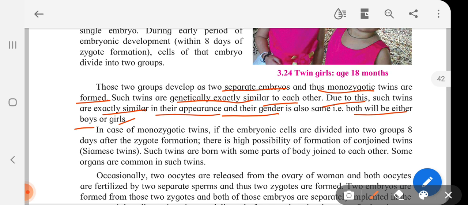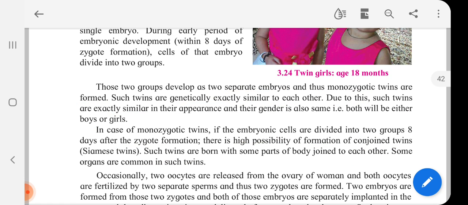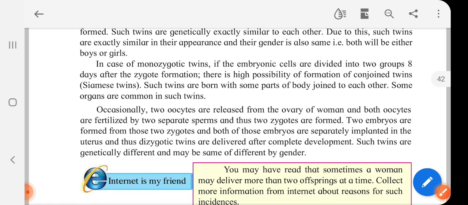Now in case of monozygotic twins, if the embryonic cells are divided into two groups 8 days after the zygote formation, there is a high possibility of formation of conjoined twins. In this case, some part of the body doesn't properly separate, so such twins are born with some parts of the body joined to each other. Some organs are common in such twins. So this is a high risk one.